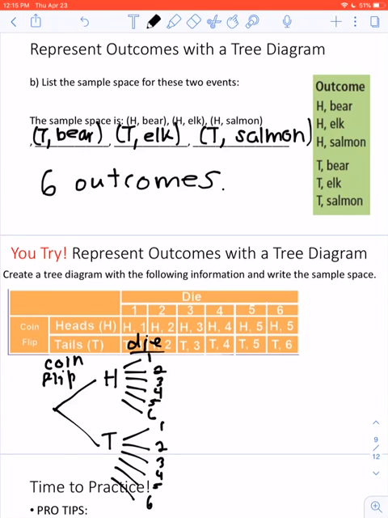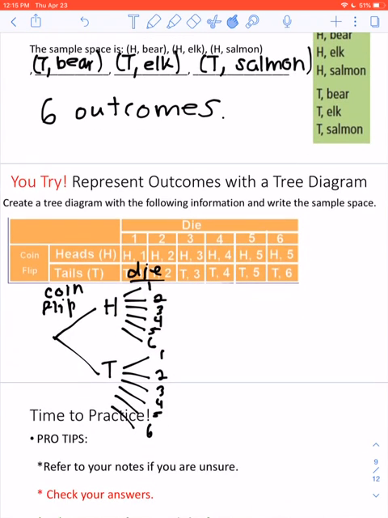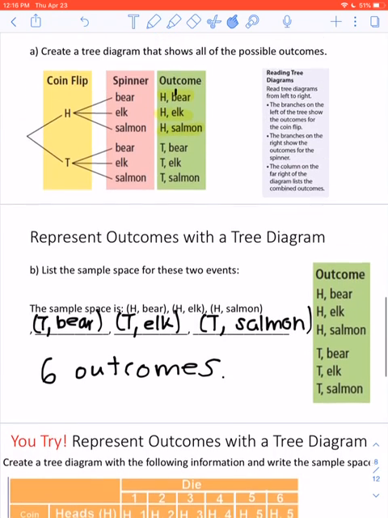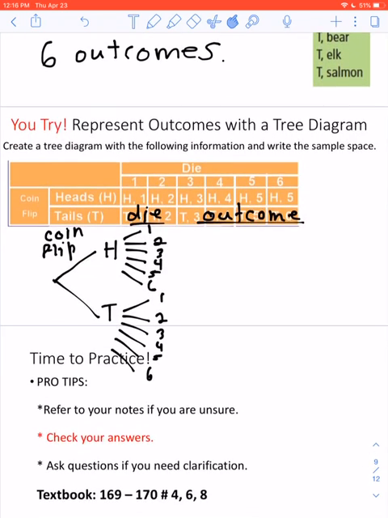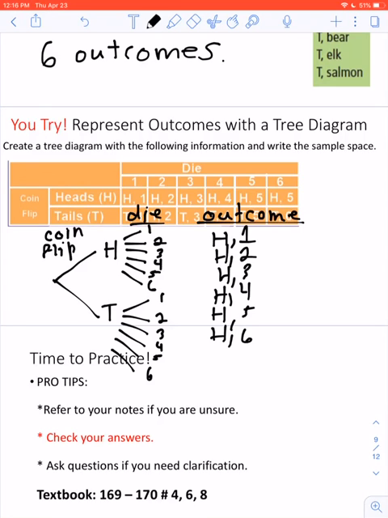Okay, the next column, if you take a look up here, is the outcome. So we're going to write in the outcome. And that's where we write out the different opportunities. So notice here you don't have to write them with the brackets. You just have to write them out. And here it's totally fine to just abbreviate. So you can go heads 1, heads 2, heads 3, heads 4, heads 5, heads 6. And then underneath, or wherever you can find space, T1, T2, T3, T4, T5, T6.